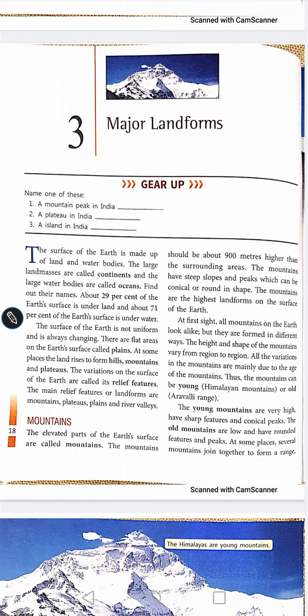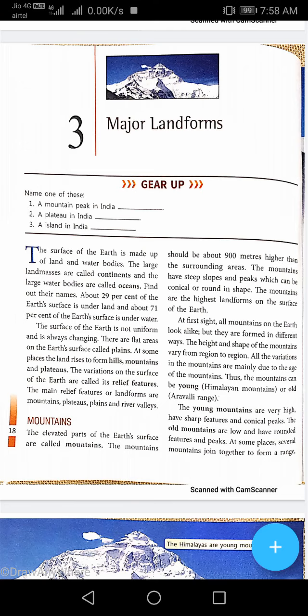So here is our new chapter, chapter number 3, major landforms. We know that our earth looks like a ball from the universe. That ball contains some amount of water and land, and the land is in the form of continents. The large land masses are called continents, and the water bodies are called oceans. There are four major oceans and seven continents. About 29% of earth's surface is land, and about 71% is water.